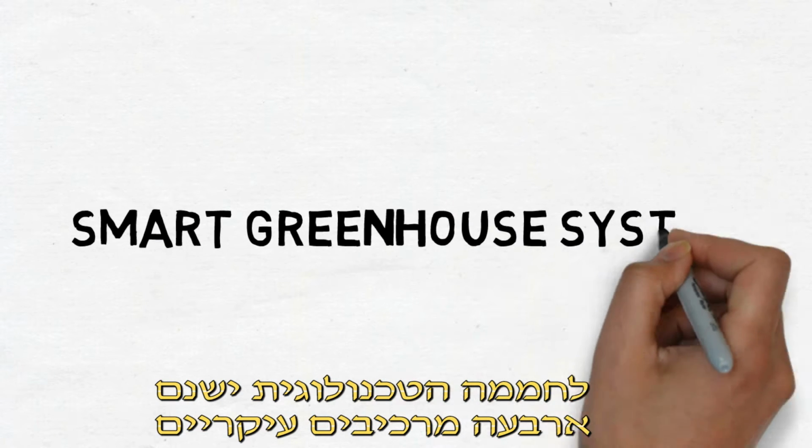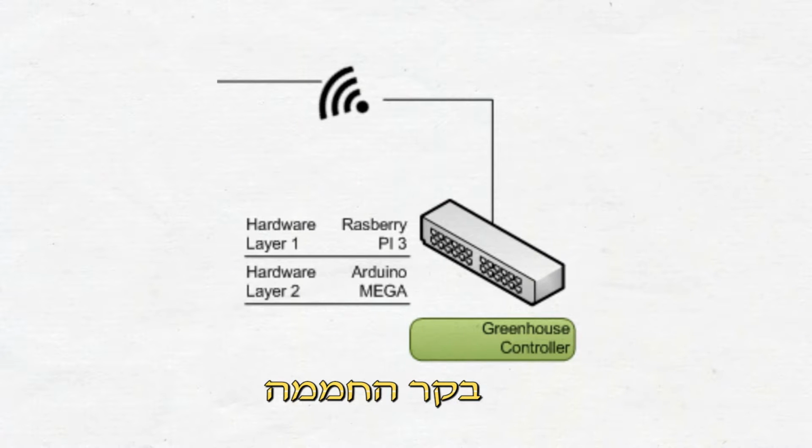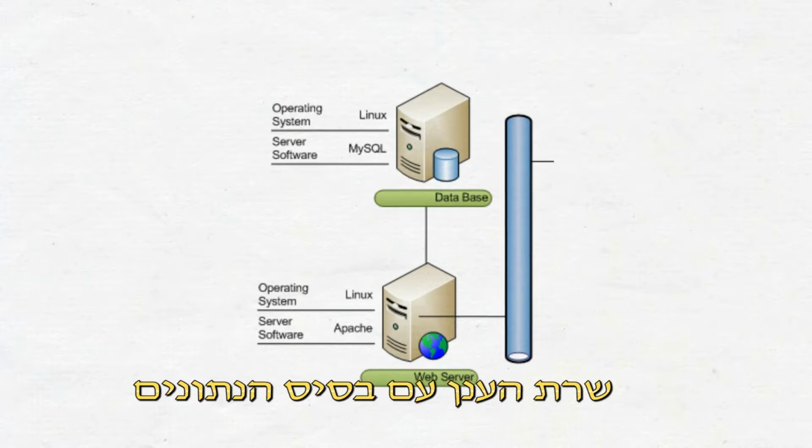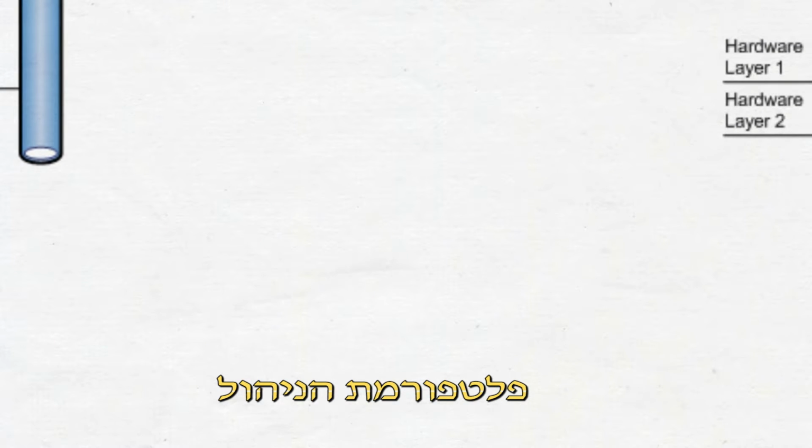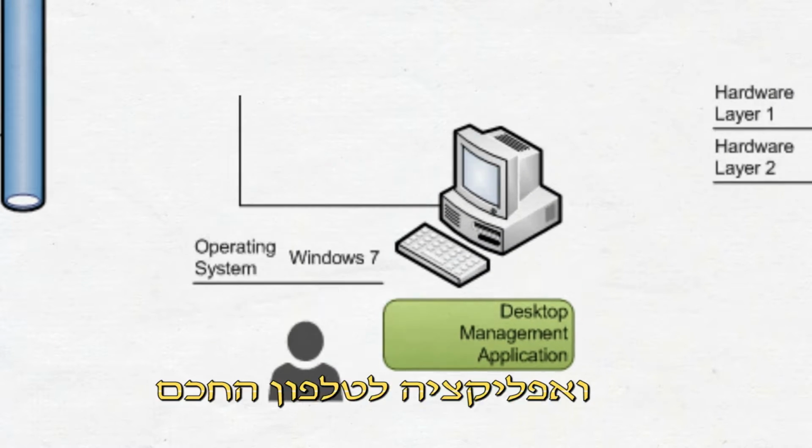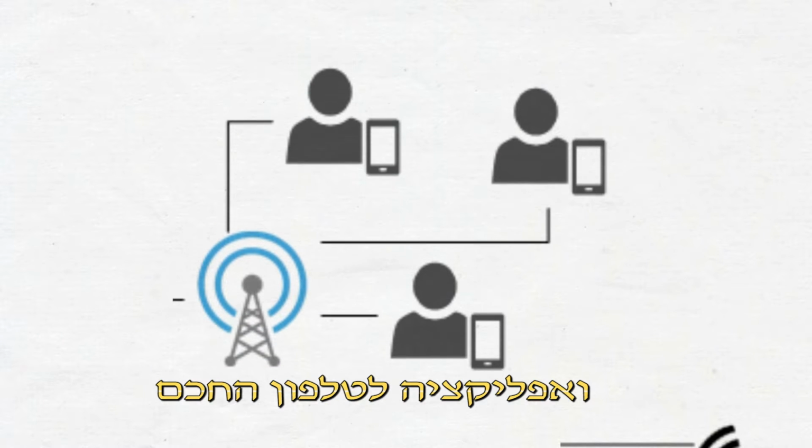The smart greenhouse has four major components: the greenhouse controller, the cloud server and database, the desktop application platform, and the mobile application.